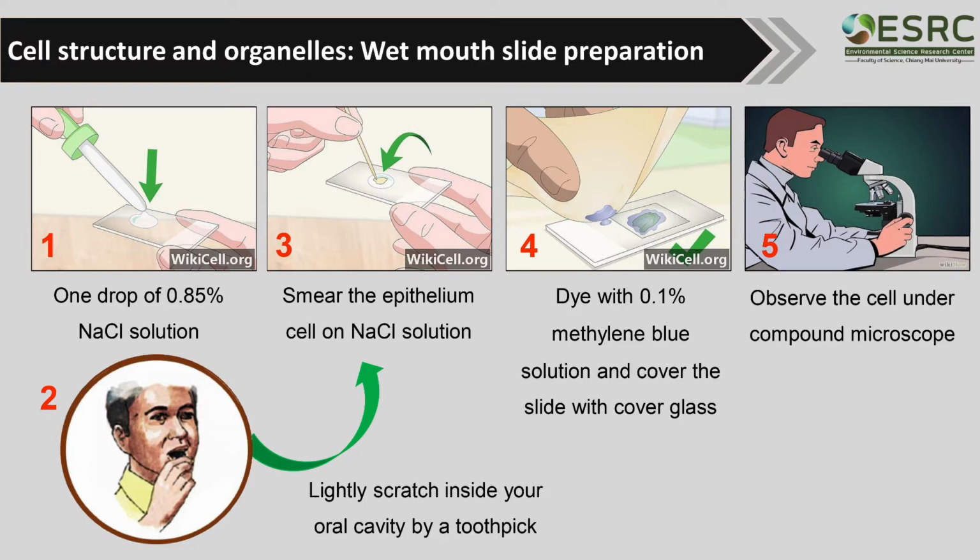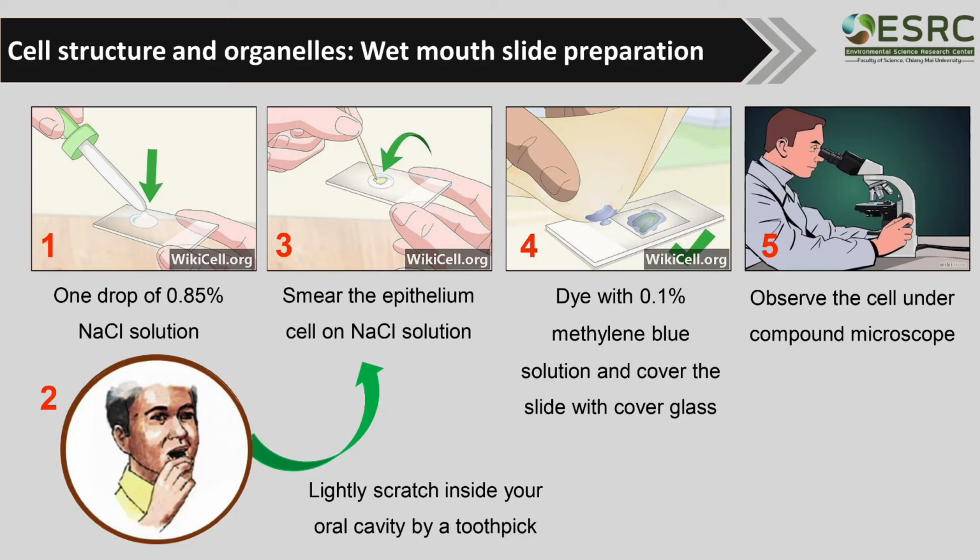Before starting to observe the cell structures under a microscope, a wet mouth slide should be prepared. This is an example of how to prepare a wet mouth slide for the epithelial cells from the surface of our oral cavity. Briefly, the epithelial cells can be taken by scratching inside our oral cavity with a toothpick.